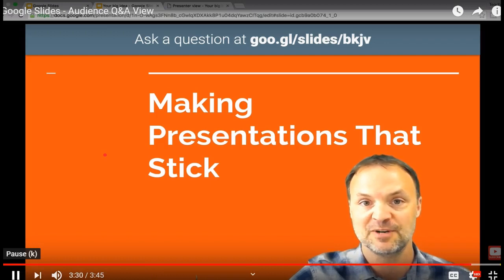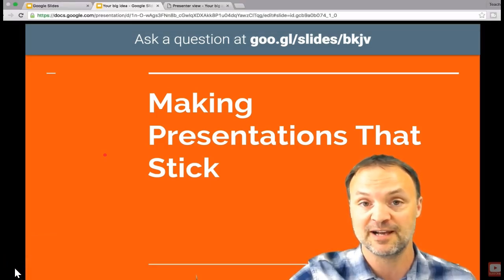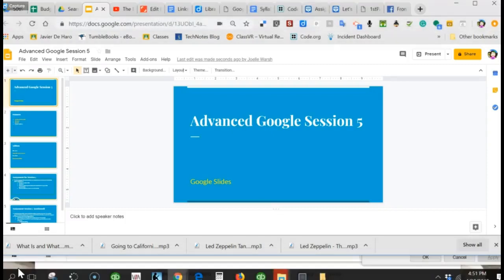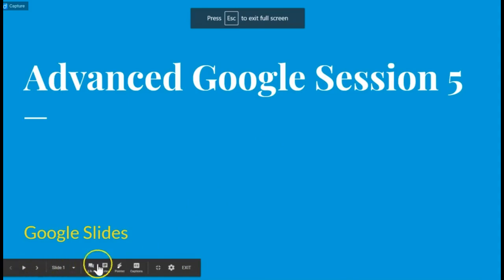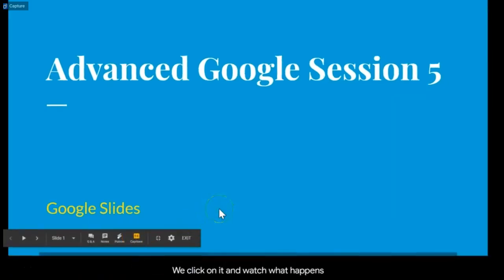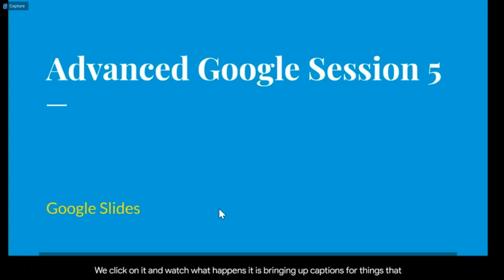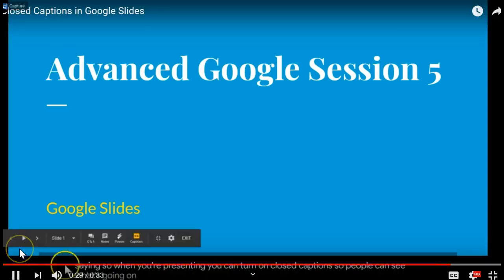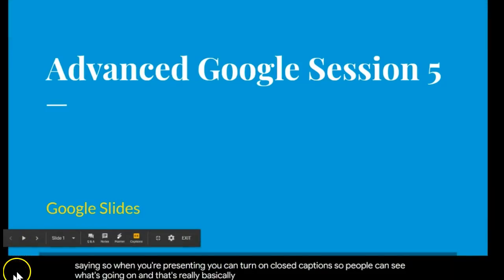So I hope you like this little presentation today on some of the new features of Google Slides. Closed captions are only available in present mode, as they are when you are watching TV. If I click on present, and you have your little menu down here at the bottom, there is CC for closed captions. Simply click on it and watch what happens. It is bringing up captions for things that I'm saying. So when you're presenting, you can turn on closed captions so people can see what's going on. And that's really basically it.